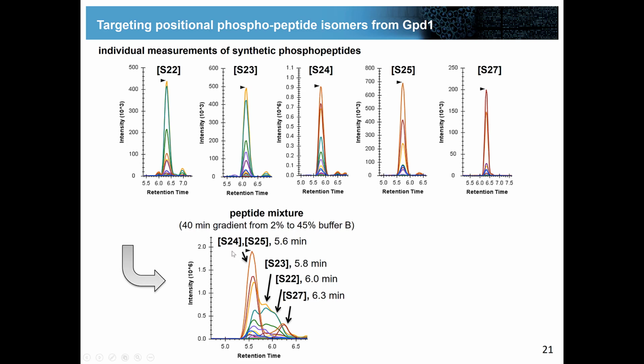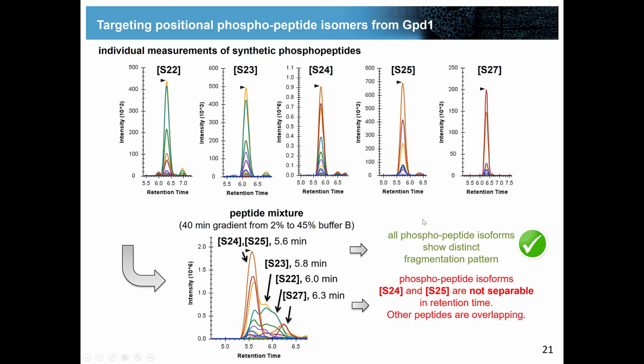But there was one combination of perfect coelution, which was the peptides serine 24 and serine 25. These 2 peptides really gave almost a perfect coeluting peak. The others were somewhat separable. So also here, distinct isoforms and distinct fragmentation patterns were observable, but the peptides were not resolvable by retention time, as in the example of GPD2. They were much more overlapping, and serine 24 and 25 were not separable at all under the conditions that I applied.